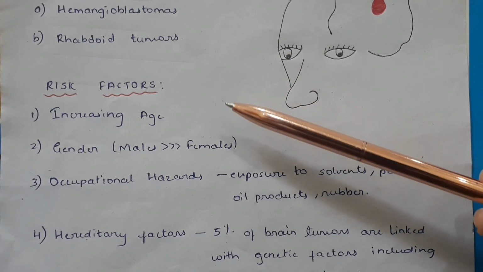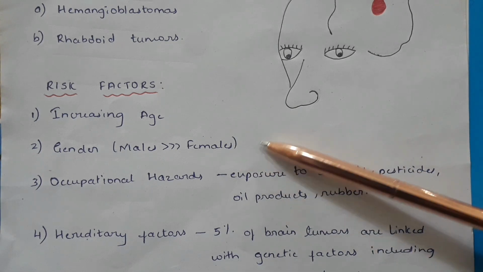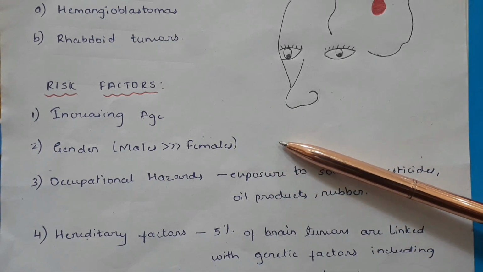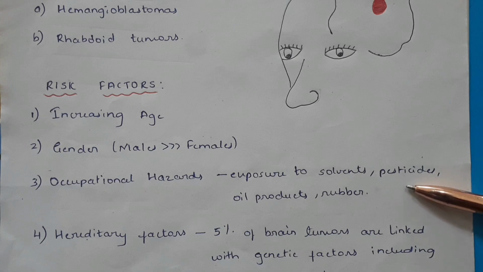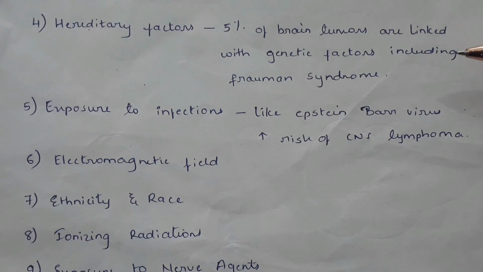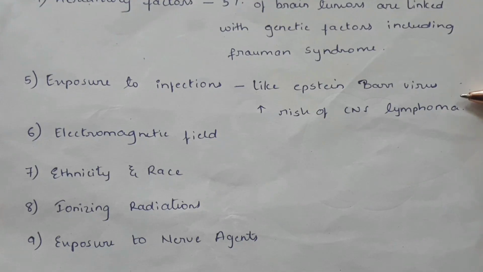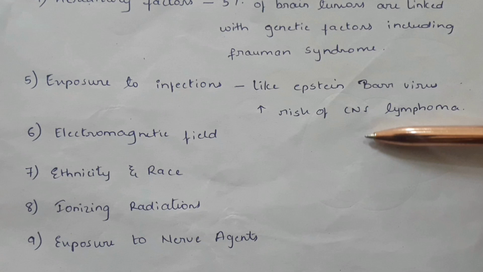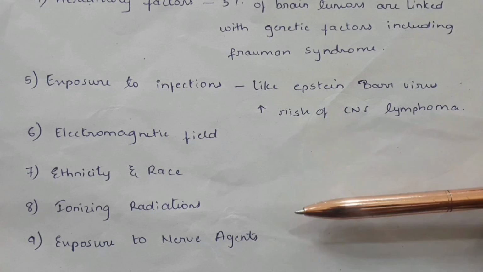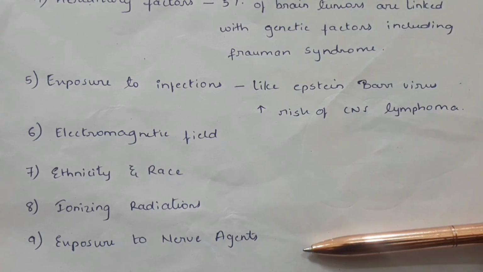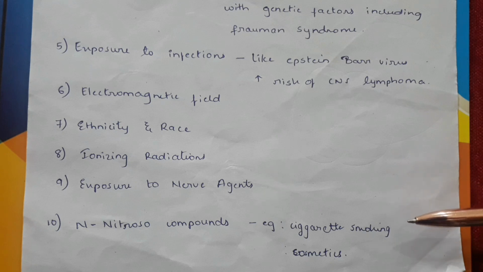Risk factors for brain tumors are increasing age, gender, that is, males are more prone to develop brain tumors as compared to females, occupational hazards, that is, exposure to solvents, pesticides, oil products, and rubber. Hereditary factors. 5% of the brain tumors are linked with genetic factors including Frohman syndrome. Exposure to infection like Epstein-Barr virus increases the risk of CNS lymphomas. Electromagnetic field, ethnicity and race, ionizing radiations, exposure to nerve agents, and N-nitroso compounds, for example, cigarette smoking and cosmetics.